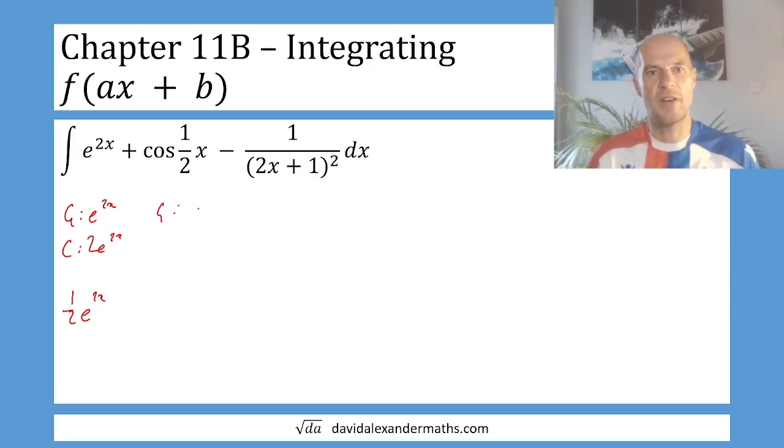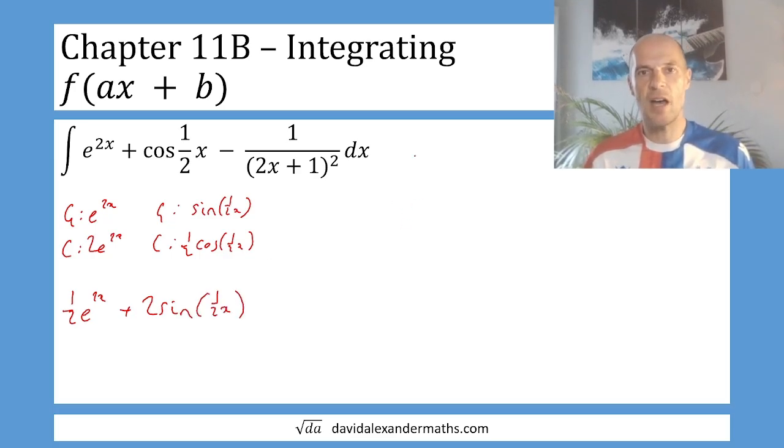A guess for the cos of a half x would be the sine of 1/2 x. But when I differentiate the sine of half x, I'm going to get 1/2 cos 1/2 x. But I needed a full cos half x, so I need to double my guess, so that should have been plus 2 sine of 1/2 x. And this last term, we can see this as minus 1. We can either ignore the minus or just include it and put it with the 1. So it's minus 1 times 2x plus 1 to the negative 2.